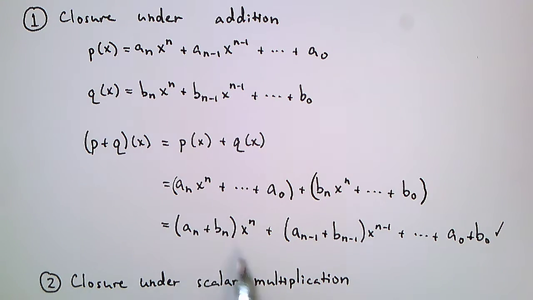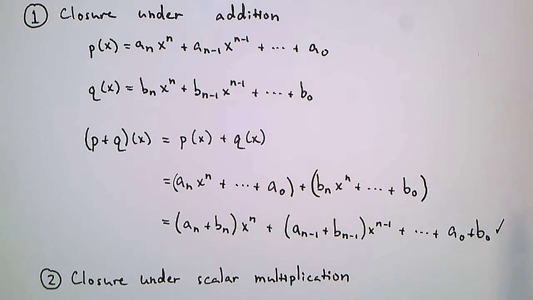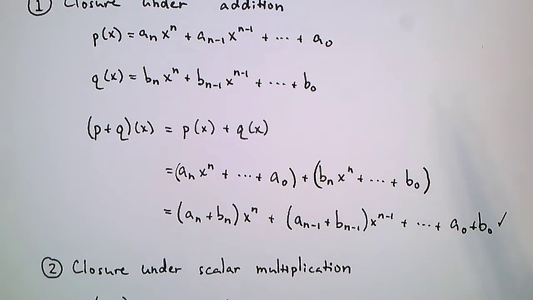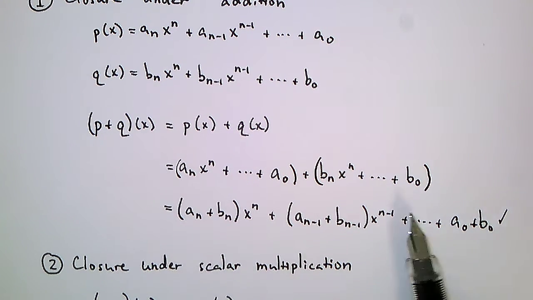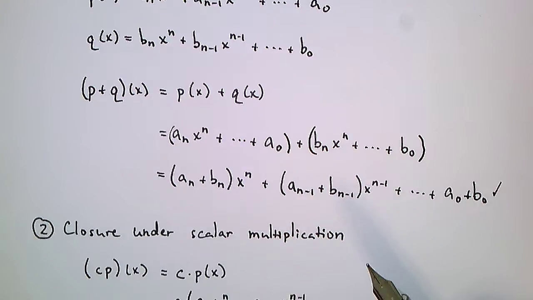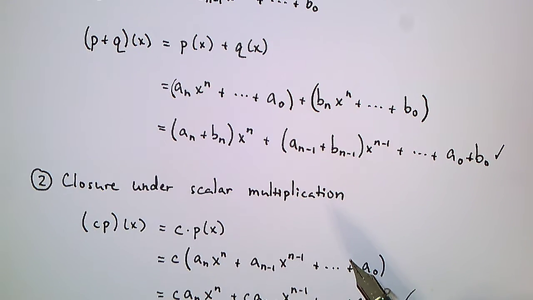And the form of what we've ended up with here is another polynomial of degree at most n, because, well, we can see exactly what it is. We have x to powers, and the largest power is n. So that completes addition. We added our two polynomials. We ended up with another polynomial. So to finish off, we'll look at closure under scalar multiplication.